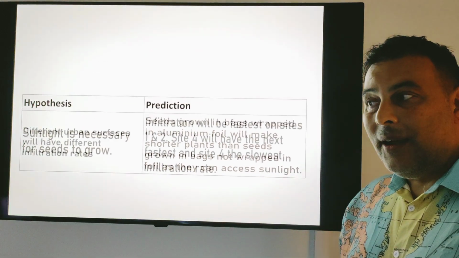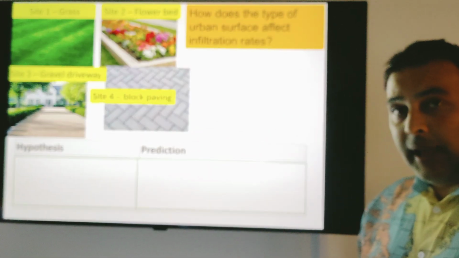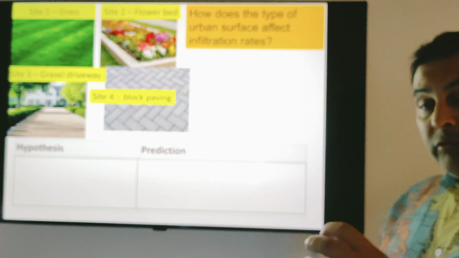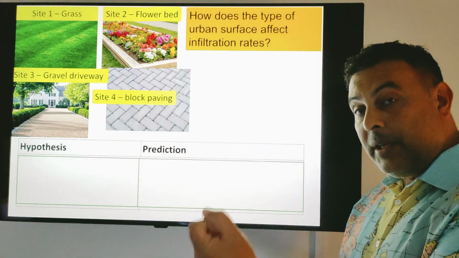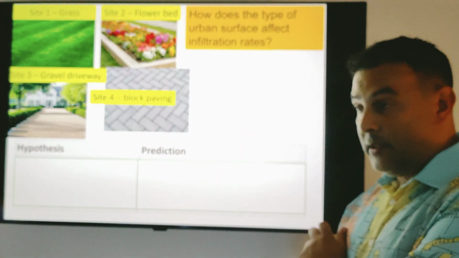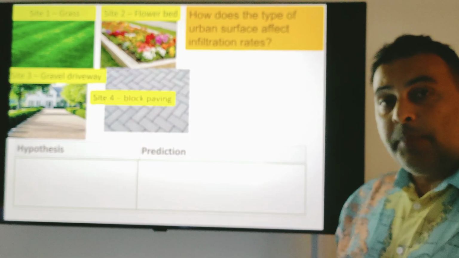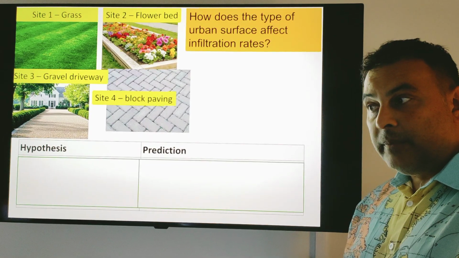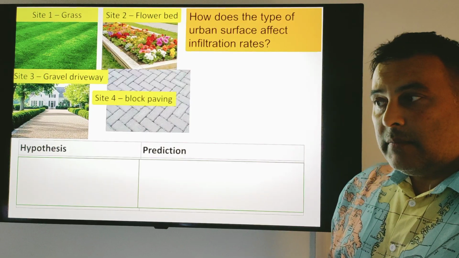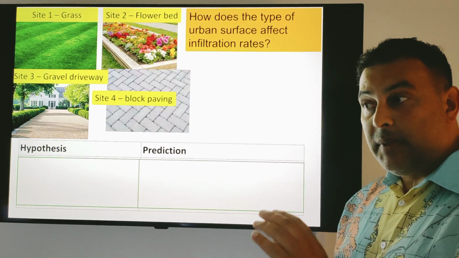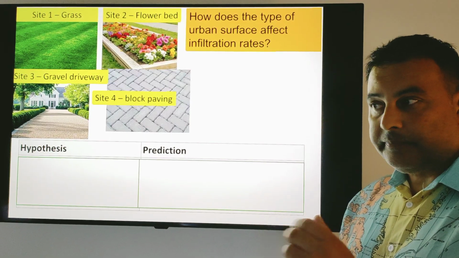Now, for us, we are looking at infiltration rates, the rate at which the water will seep into, or infiltrate, these different surfaces. So what I'd like you to do is write down your hypothesis and your prediction. Pause the video now. You'll take about 7 to 8 minutes to do this.